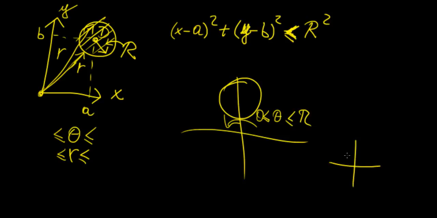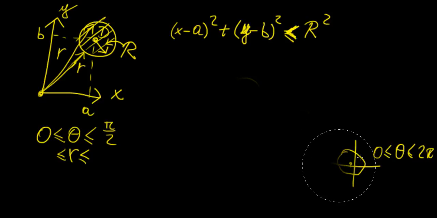If it is covering all 4 quadrants, even though it's not centered at the origin, then theta is going to go from 0 to 2 pi. And in this particular case, it is only covering the first quadrant, so theta is going to go from 0 to pi on 2. So that's easy enough. Now for r it's a bit more complicated.